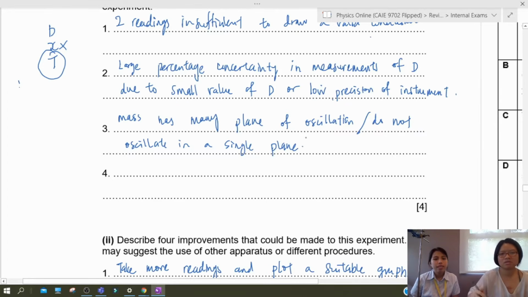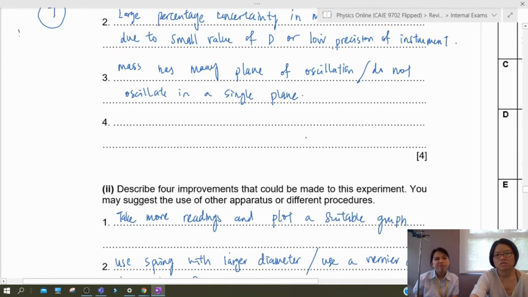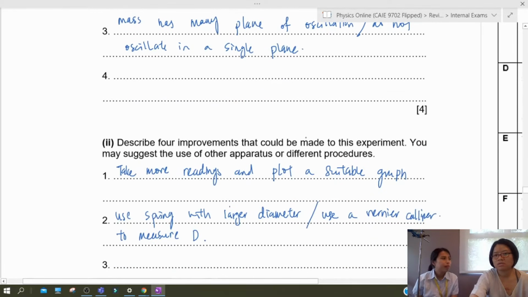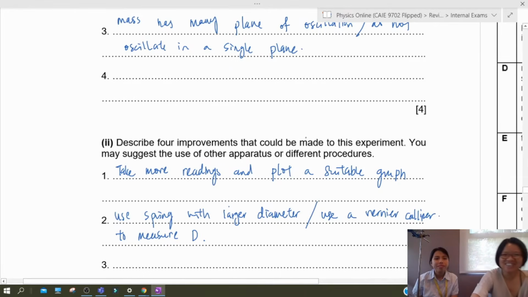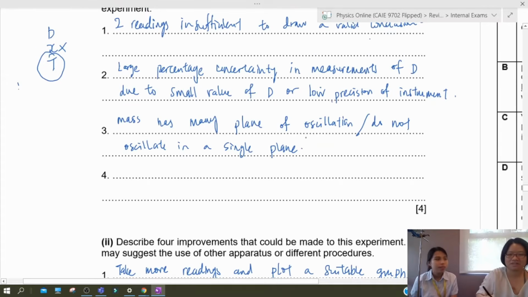So oscillating in a single plane means it's supposed to go up and down, but you go left and right, front and back. How to improve? I think no improvement for this one, but I can find another way later. Can I say it's difficult to start the oscillation? Normally we can say it's difficult to judge the start and stop.